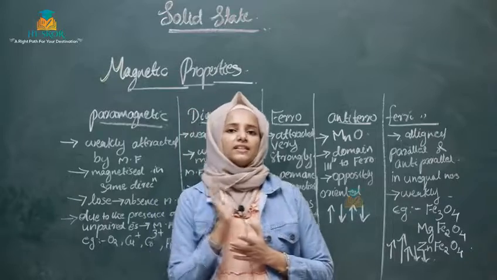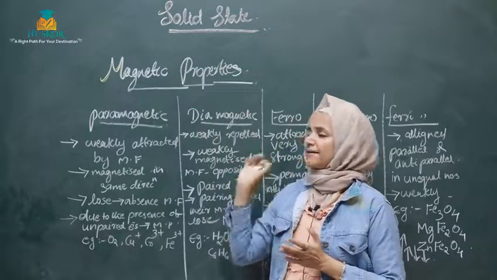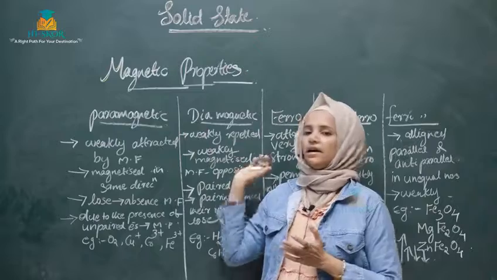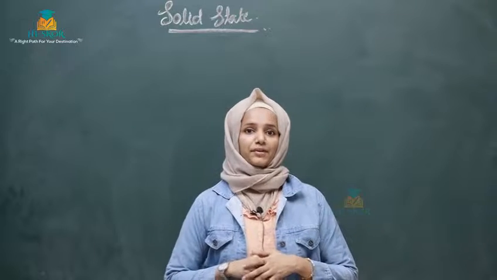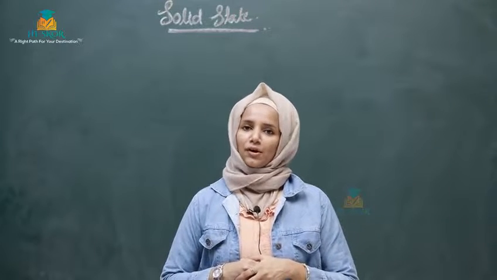So these are the different types of substances based on their magnetic property. So that's all about the chapter solid state. We came to the end of our unit, solid state.